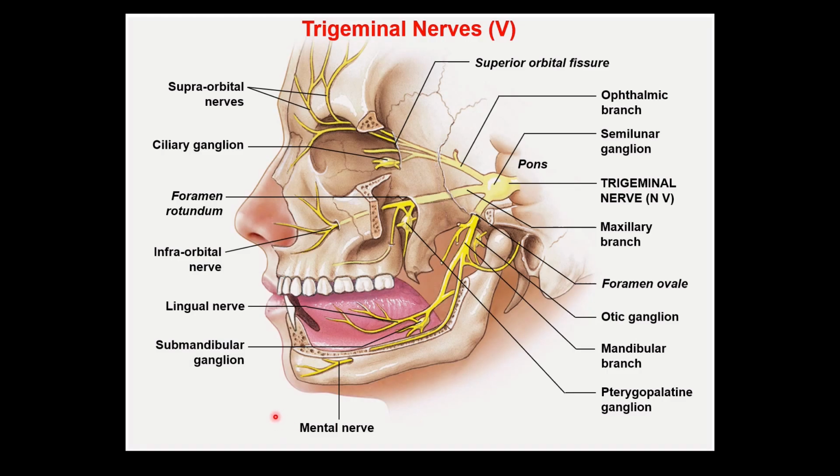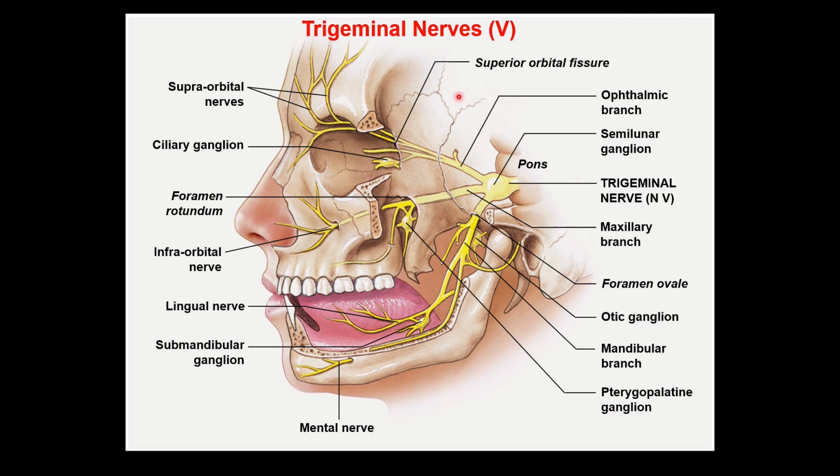The other branch is called the maxillary branch. Okay, and this is the middle part of the face. So the superior branch, which is the ophthalmic, passes through the superior orbital fissure, and the maxillary one is passing through the foramen rotundum, if you guys remember from the base of the skull in the lecture on chapter 7. And this is the infraorbital nerve, so it's part of the maxillary branch of cranial nerve 5.